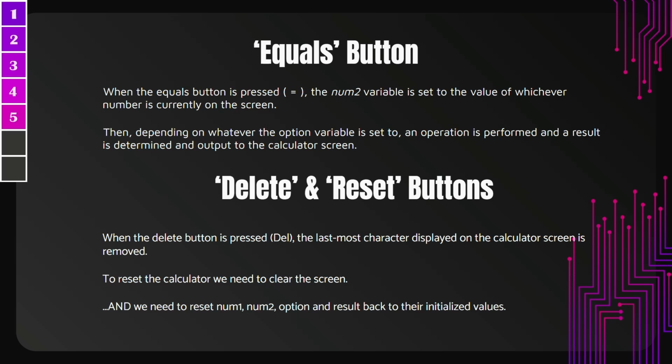You press the equal button, and that evaluates the equation and gives you a result, and that also sets the result variable. And the delete and reset buttons work also in a pretty straightforward way. The delete button, once you press that, just takes the last character of the string off of the screen, and the reset button clears the screen and resets num1, num2, option, and result back to their initialized values. It's very essential you do that. Without resetting those, you are not resetting the calculator. You're just clearing the screen.